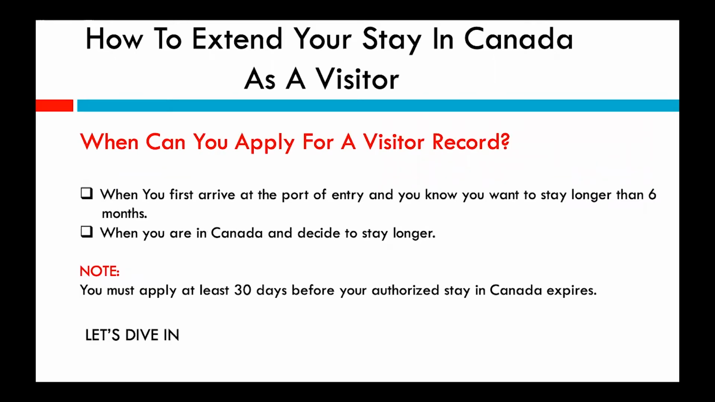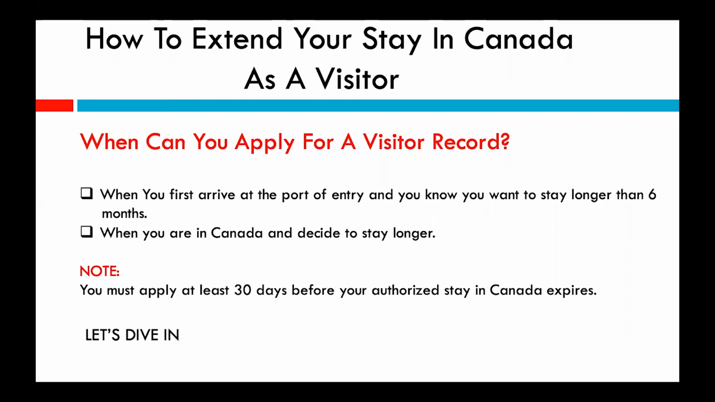When exactly can you apply for a visitor record? There are two ways. The first is when you first arrive at the port of entry and you know you want to stay longer than 6 months. And secondly, when you are in Canada and decide to stay longer. Also remember that you must apply at least 30 days before your authorized stay in Canada expires.